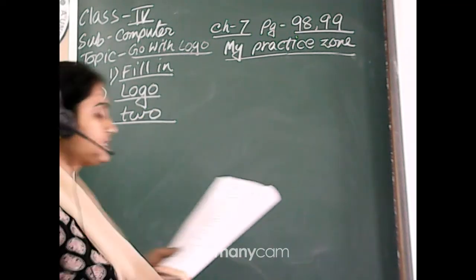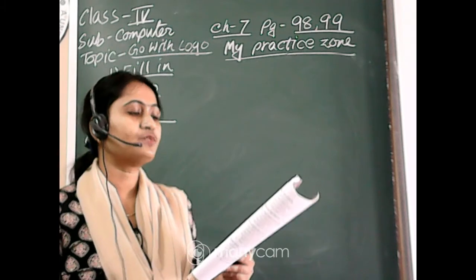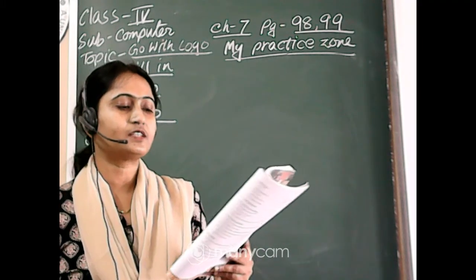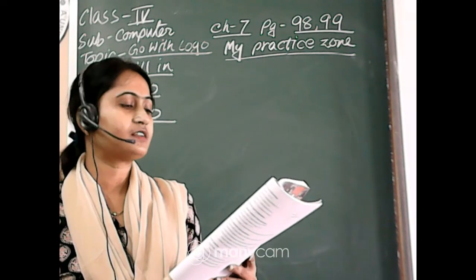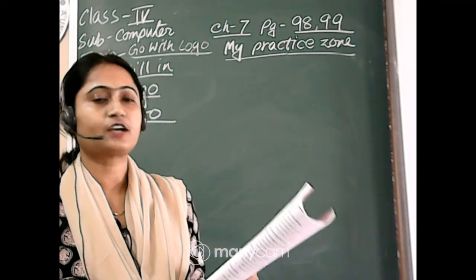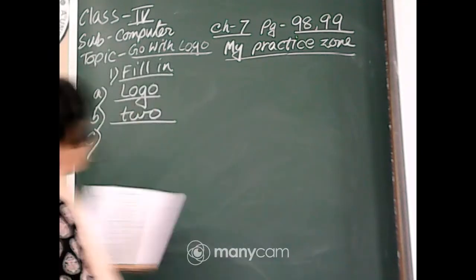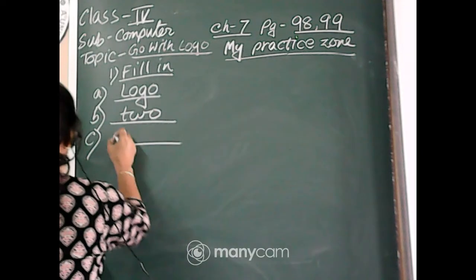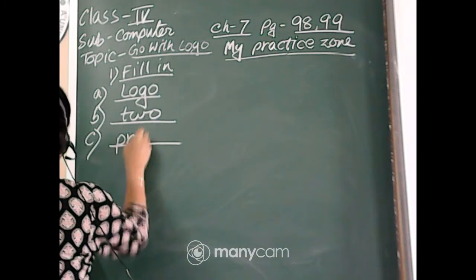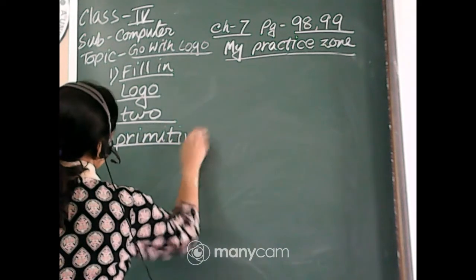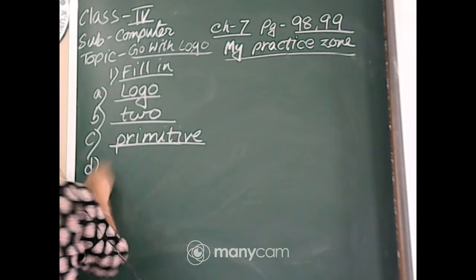Now number C. The commands used to move the turtle on the screen and to draw different figures are called dash. The commands are called primitives. Write down number C, primitive, P-R-I-M-I-T-I-V-E.